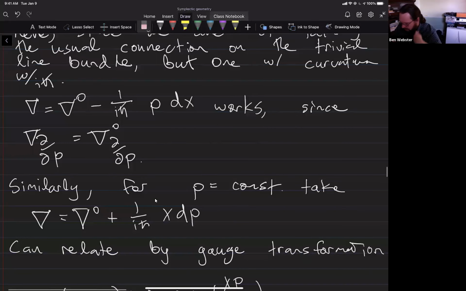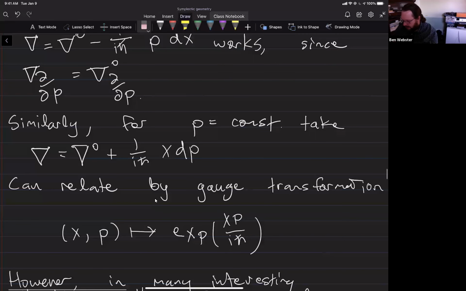I'll note here, these guys are related by the gauge transformation. So these are two different connections on the trivial bundle. They have to be related by a gauge transformation. And the right gauge transformation is the exponential of xp over i h bar. So for those of you who have thought about this stuff and think about Fourier transform, right, it's not surprising here that this is the kernel of Fourier transform that shows up.